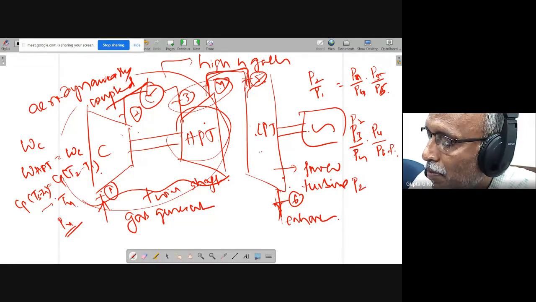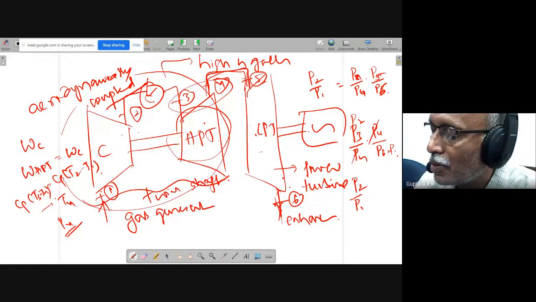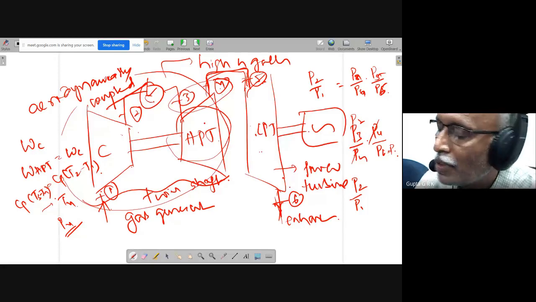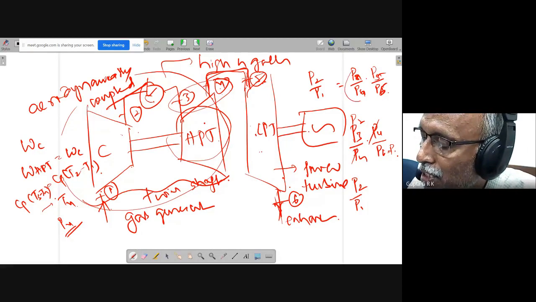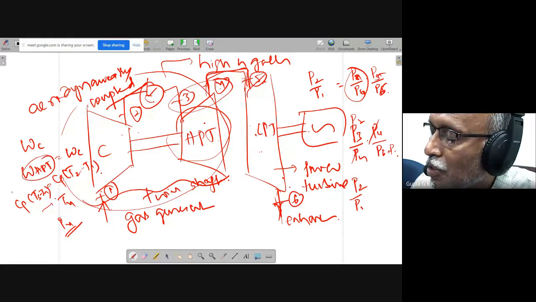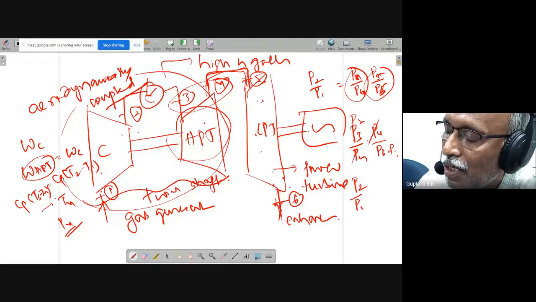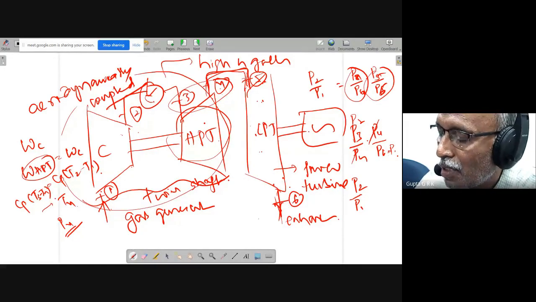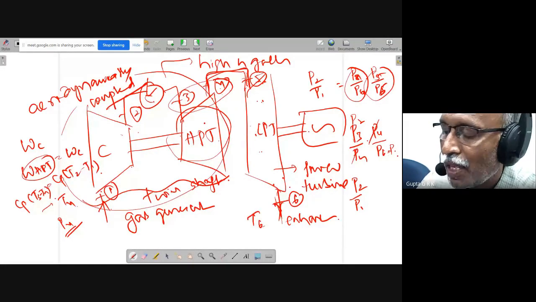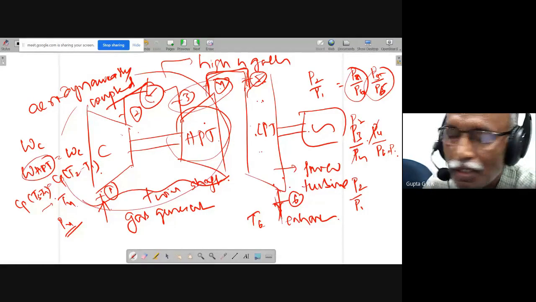P6 equal to P1, and P3 is equal to P2. So it becomes P2 by P1. Here P3 by P4 is obtained from the high pressure turbine work. So I can find out the pressure ratio here. Once I know the pressure ratio, I can find out the temperature ratio, and I can find out T6. So in this way, later we will see a problem also. So this is the way it is to be solved.